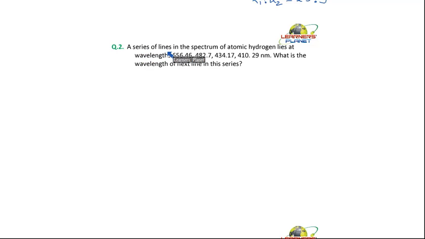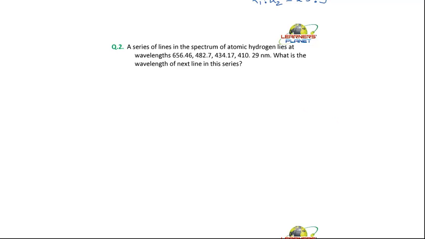A series of lines in the spectrum of atomic hydrogen lies at wavelengths 656.46 nanometer, 482.7 nanometer, 434.17 nanometer, and finally 410.29 nanometer. What is the wavelength of the next line in the series?